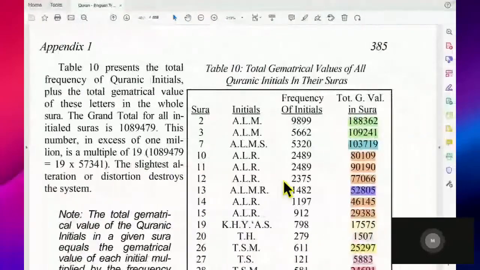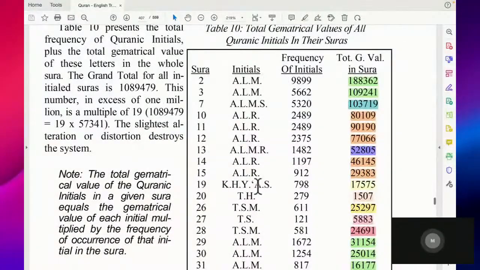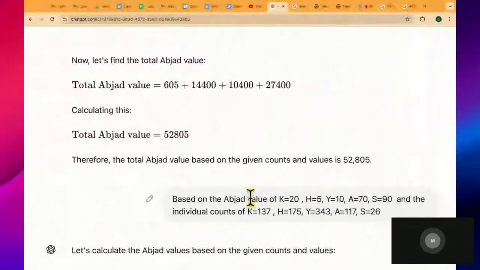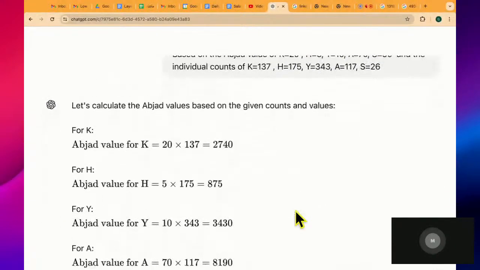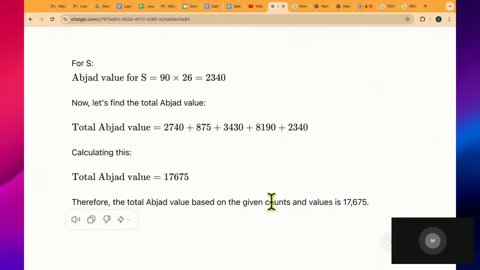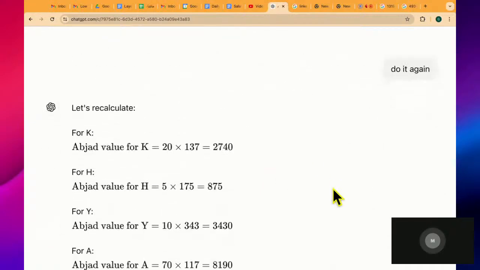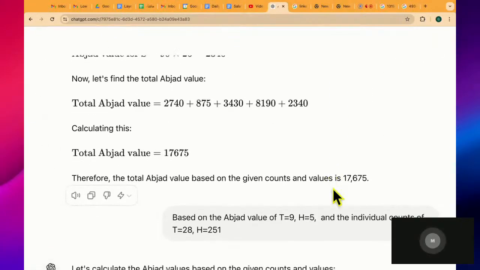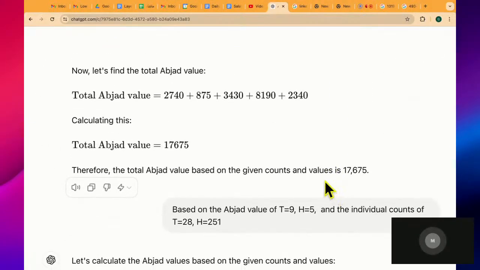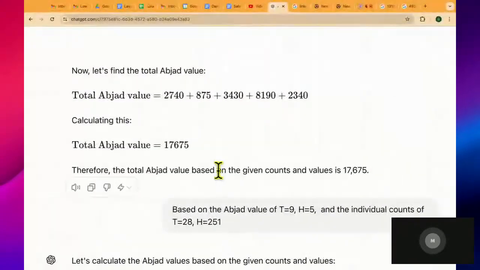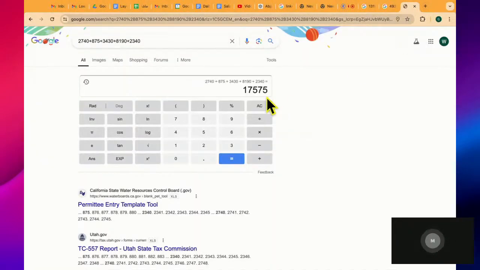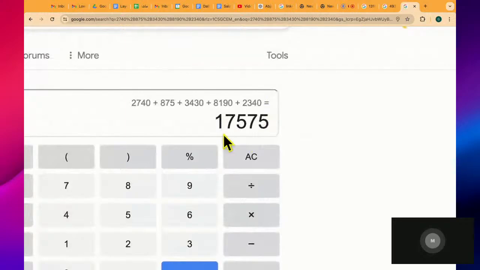And then I moved on to the next surah, which is Kaf Ha Ya Ain Sad, Surah 19, and did the calculations, and it became this number, and I said it's wrong, do it again, and it still came up with the wrong number. Sometimes when it doesn't do it, simply copy and paste it into the internet, and you will see that any calculator would give you the right number.